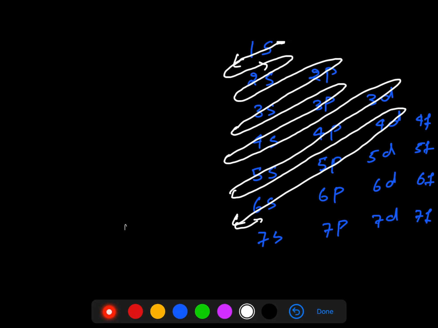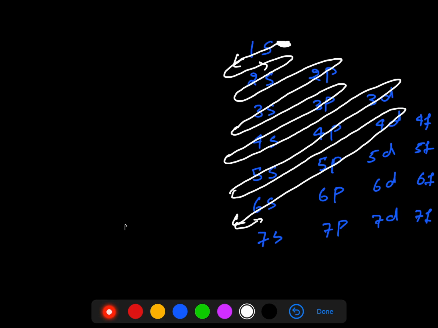You start from this end of the arrow. You start filling in this order only. You start from here, this end. You start filling all the subshells coming in the way, right? This should be the order. This is according to the n plus l rule only.